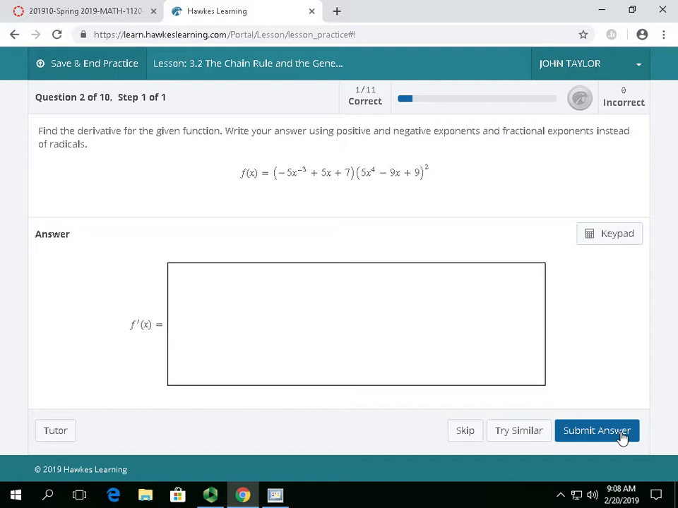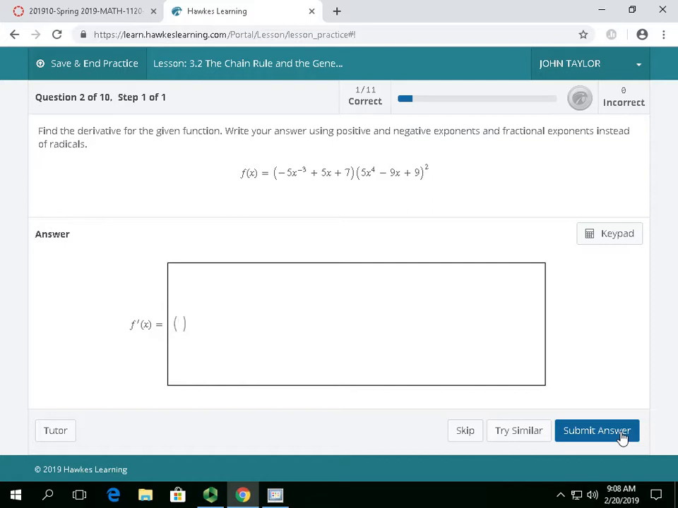So if you read this problem out, negative 5x to the negative 3 plus 5x plus 7, times 5x to the fourth minus 9x plus 9, squared. That times in the middle tells me this is a product rule. Product rule: derivative of the first times the second plus the first times the derivative of the second. So I'm going to put parentheses.